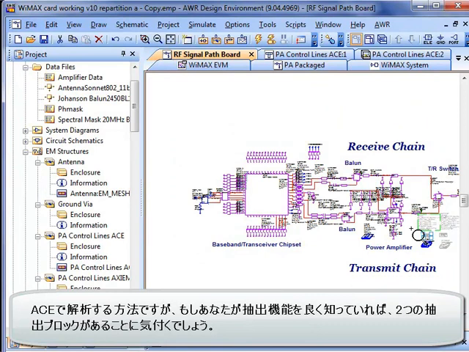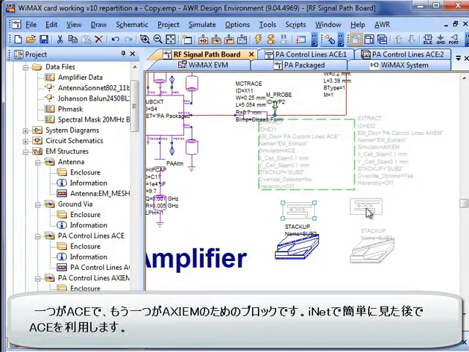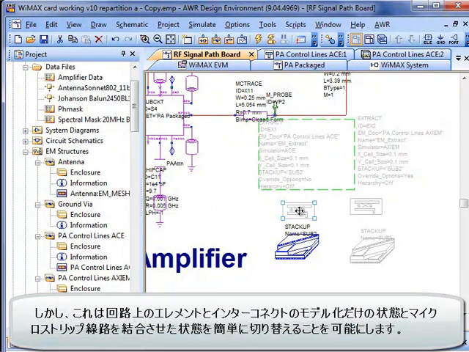And over here, you can see I have two extract blocks set up. One is for ACE and the other is for Axiom. We're going to use the ACE one here in a minute after we take a look at the iNets. But this is what's going to allow us to switch from just modeling the interconnects with the elements that are on the schematic, the microstrip coupled line structure and the M-trace elements that I showed you already, and include any other lines as well as finding couplings among those elements that I've already added.